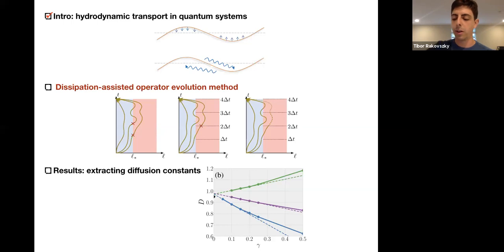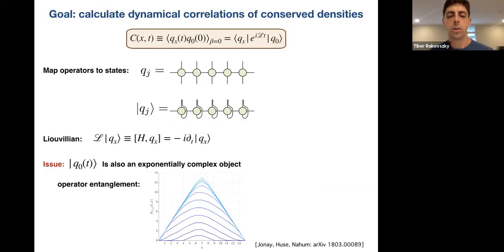So this is what I will turn to now. Our goal is, again, with a linear response, to calculate these dynamical correlations between conserved densities at different positions and times. For this talk, I will focus on infinite temperature. Extending it to finite temperature is an interesting thing we want to do in the future, but so far we looked at infinite temperatures.